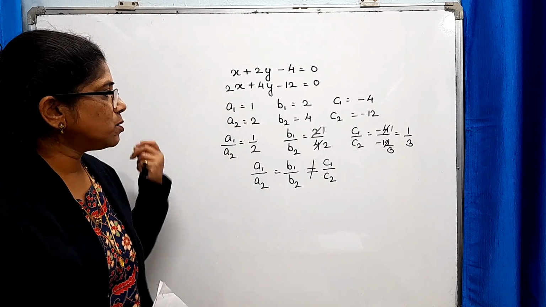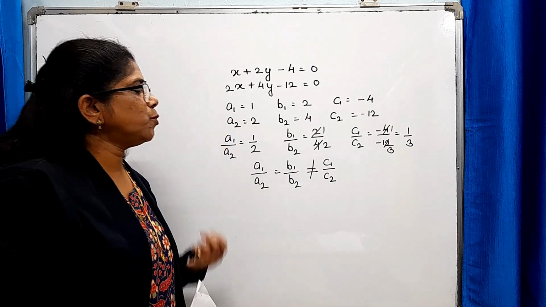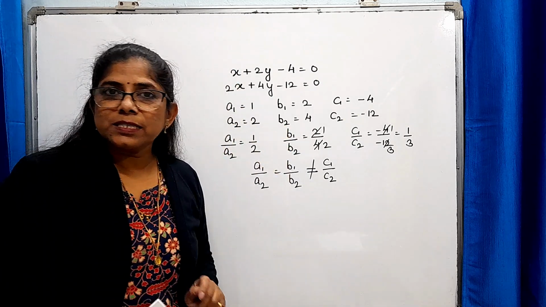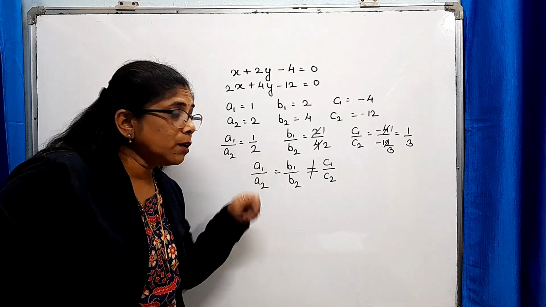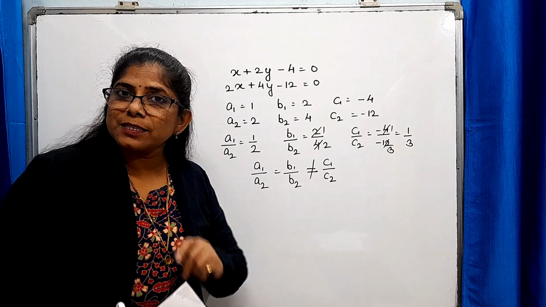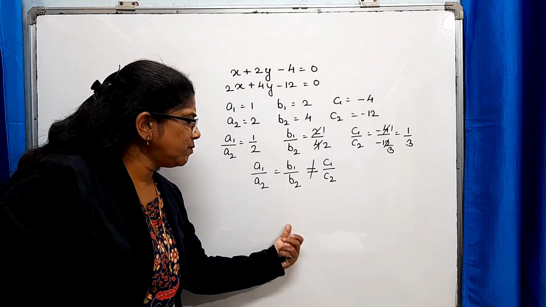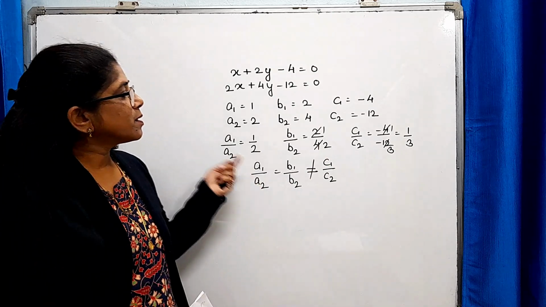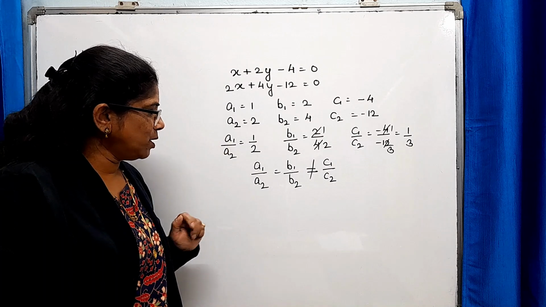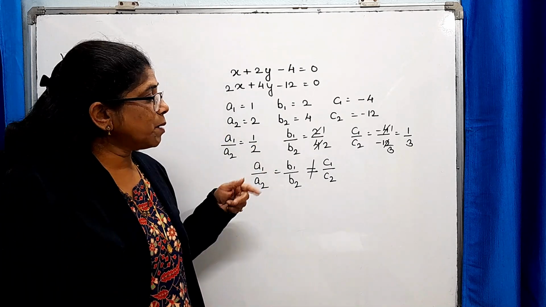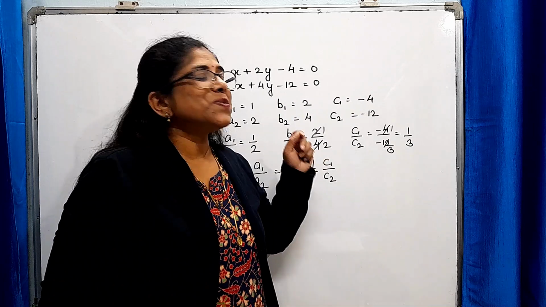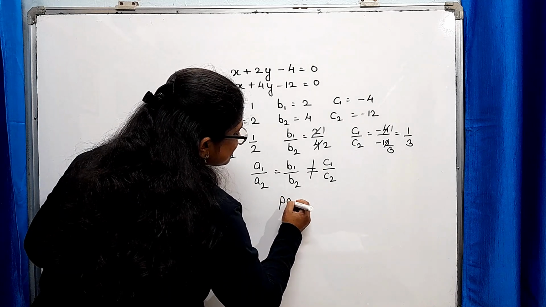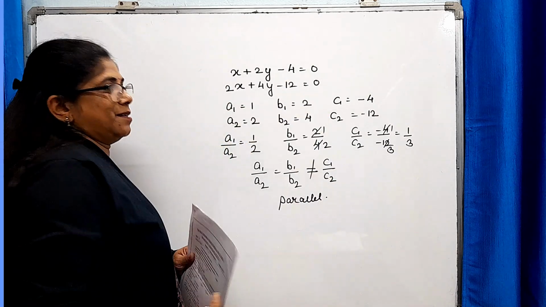So the relation among these coefficients, that is a1 upon a2, b1 upon b2, c1 upon c2, tells us the nature of the lines. If a1 upon a2 is not equal to b1 upon b2, lines are intersecting. If a1 upon a2 is equal to b1 upon b2 is equal to c1 upon c2, lines are coincident. And here, in this case, a1 upon a2 is equal to b1 upon b2, but it is not equal to c1 upon c2. So these lines are parallel lines.